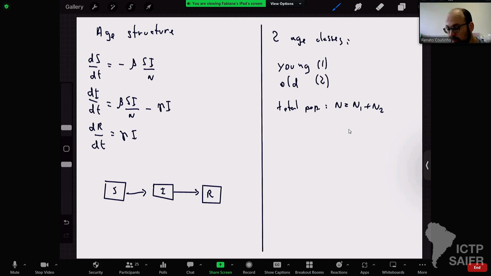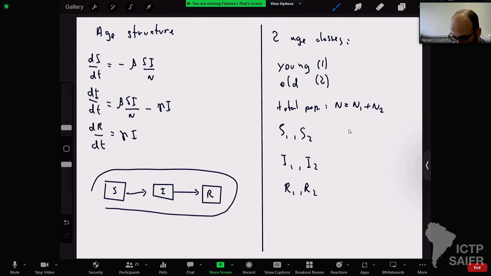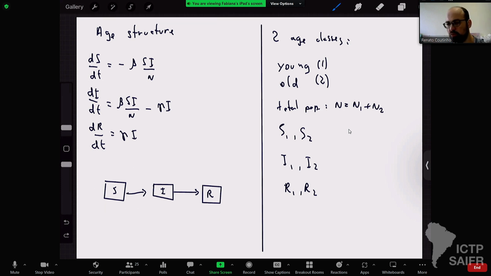And then I have to write down new equations that incorporate this. It means that now I have essentially the same equations, but now I'll have S1 and S2 classes, I1 and I2 classes. So all of the equations will be doubled. We'll have an equation for S1, another equation for S2, an equation for I1, another for I2, R1, and R2. So this will happen for each age class, but not independently. Why not independently? We cannot write this independently because old people do infect young people, and young people infect older people.